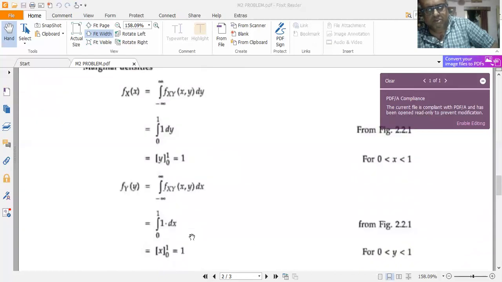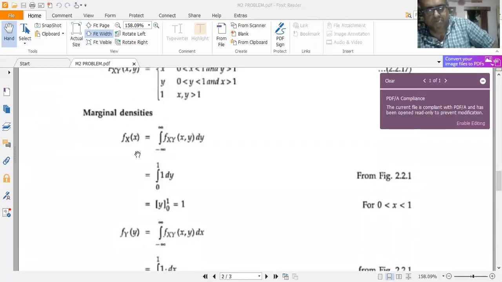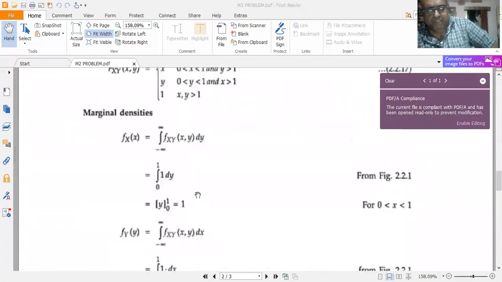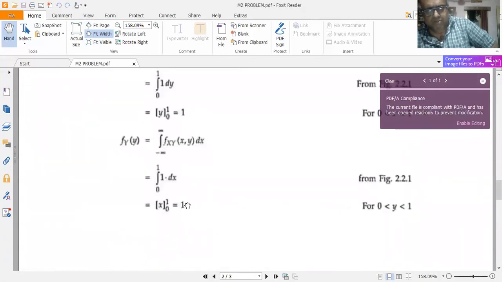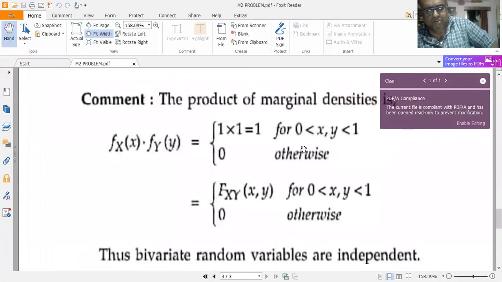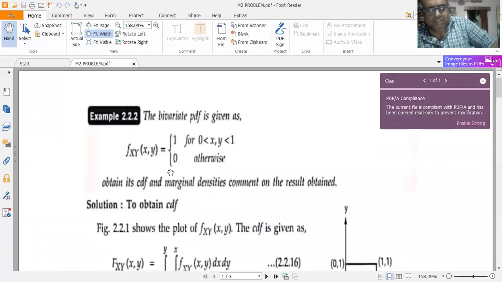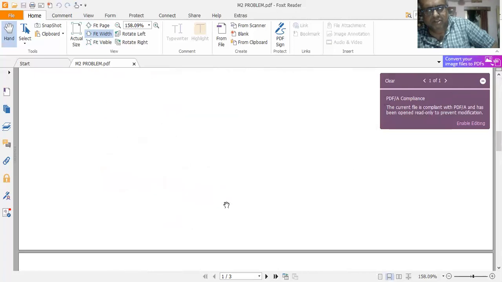Now I should comment on the result as per the given problem demand. Multiply the two marginal PDFs. So fx(x) into fy(y) is equal to this one into this one, which is equal to 1 for both 0 less than x, y less than 1 and 0 otherwise. But by definition, fxy(x, y) is also equal to 1 for 0 less than x, y less than 1.